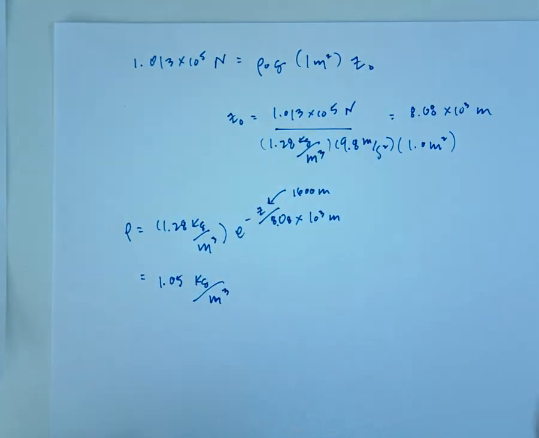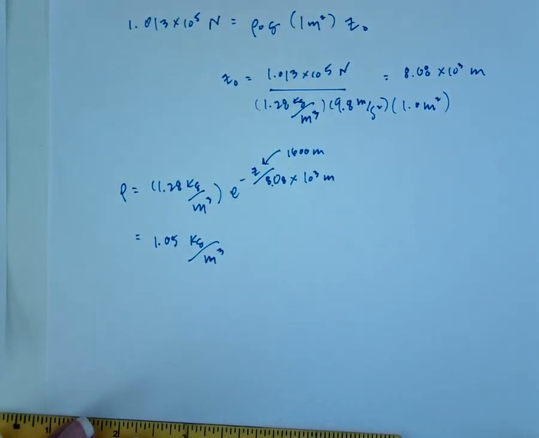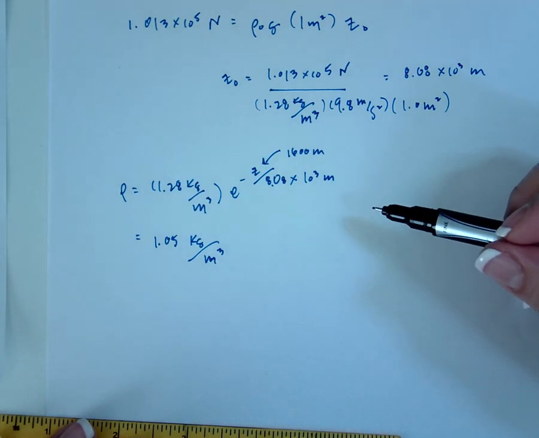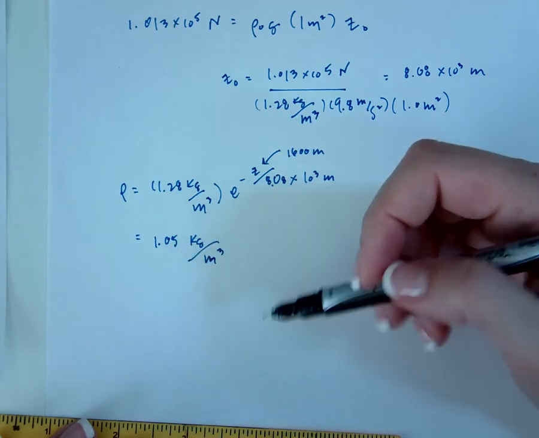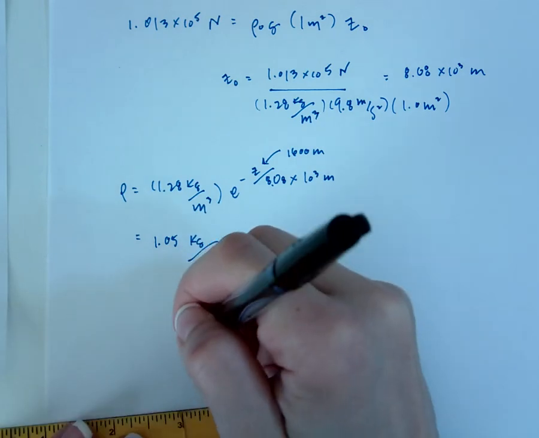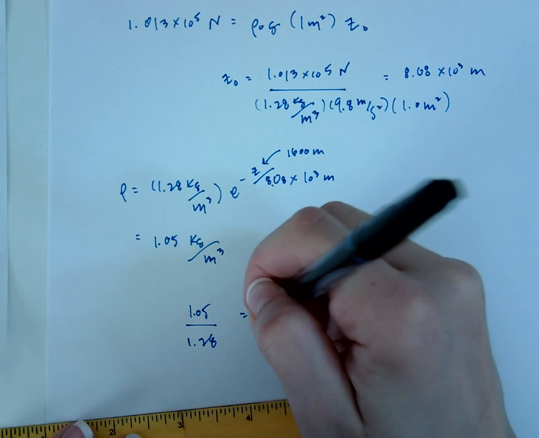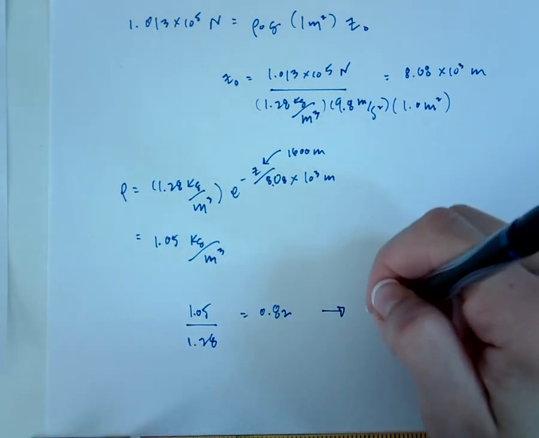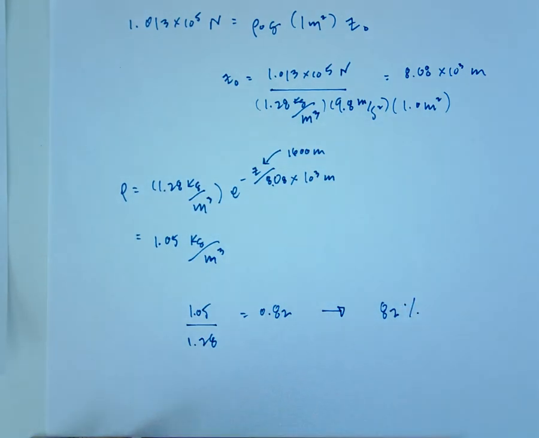And then they ask, what percent of sea level density is this? Well, because the density decreases with height, we would expect the density in Denver to be less, and it does come out to be less. 1.05 is less than 1.28. So let's just take that fraction, 1.05 divided by 1.28, and we get 0.82. So that means that the density of the air in Denver is 82% of sea level density.